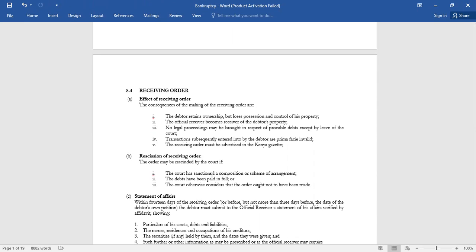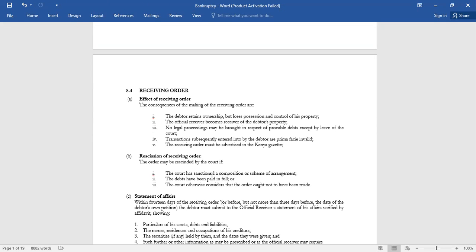The effect of the receiving order, or the consequences of making the receiving order, are: one, the debtor retains ownership, but they are going to lose possession. In other words, they are going to lose control. If you have a house, let's say somewhere in Umoja, it still remains your house. What you cannot do, you don't have any rights of possession in that house, because the house has since been put under the OR, or the OR has gone ahead and appointed a special manager to take care of that property.